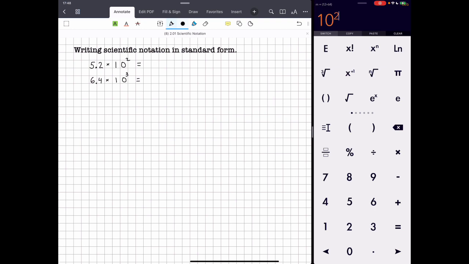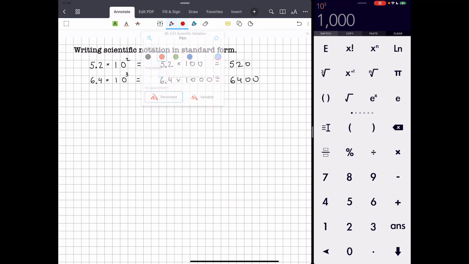Problem number 1 has the expression 5.2 times 10 squared. Now we know that 10 squared is equivalent to 100. So this is the same as writing 5.2 times 100, which would equal 520. In the second expression, we have 6.4 times 10 cubed, which is 1,000. So 6.4 times 1,000 in this problem would be 6,400.